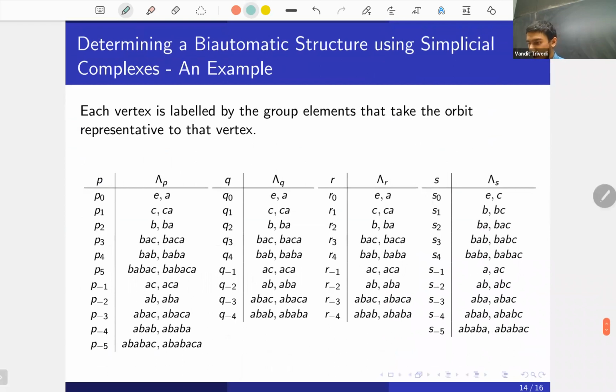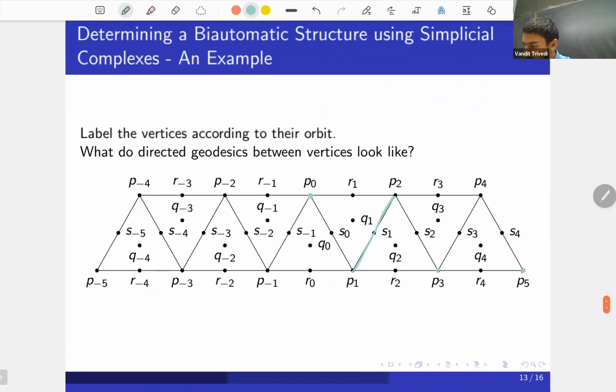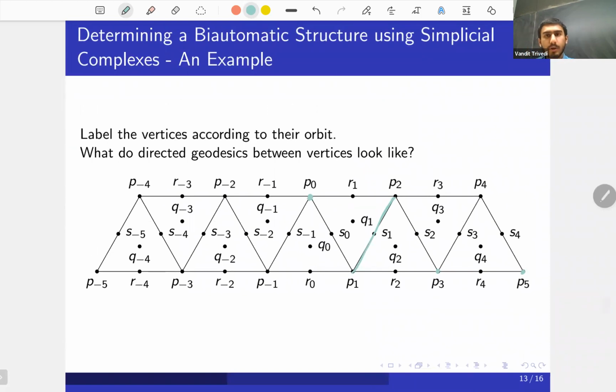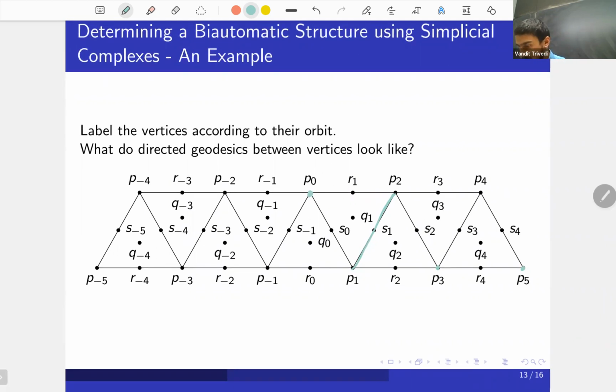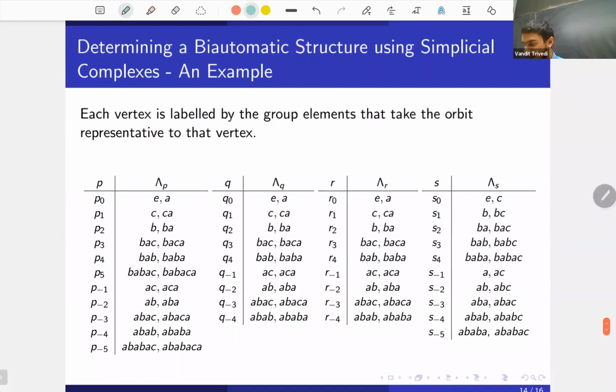All right. So once we've done that, what we can do is label each vertex with a set of group elements that take a chosen representative to that vertex. So if I go back one slide, I had here my base point, P0. So I can look at all the vertices labeled P and find which group elements take P0 to my chosen vertex. And that's exactly what we've done in these tables. So I formed what group elements take my reference vertex to any vertex in the same orbit. And there are 2 group elements that do that in this case for every vertex.